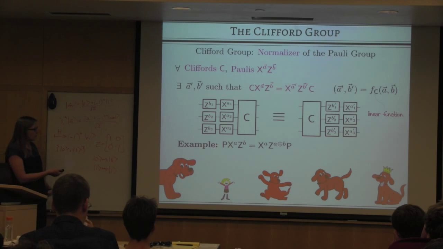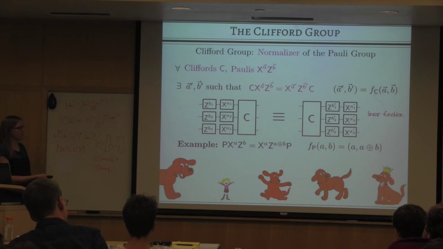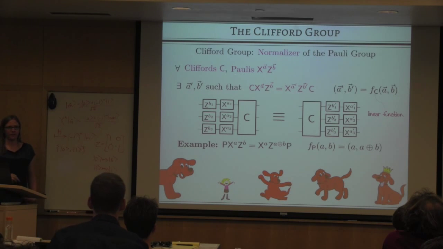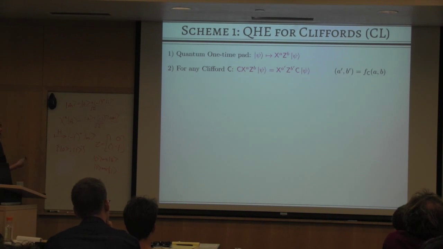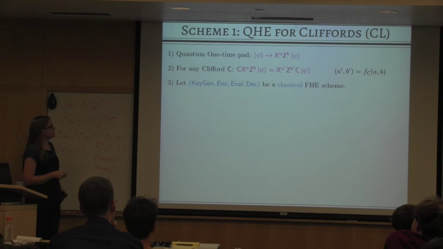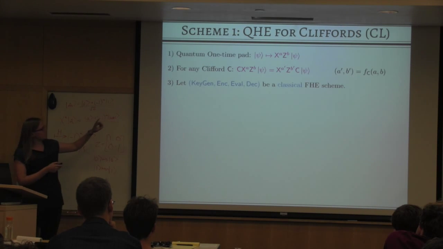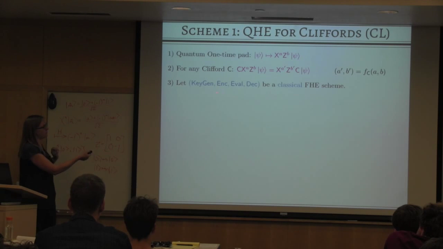So for example, the P gate satisfies this equation for every 2 bits A and B. And so we write F sub P of (A, B) equals A plus B. And for every Clifford, there's some rule like this. Okay, so this is now pretty much all we need for our first scheme, the Clifford scheme. We have the quantum one-time pad, we're going to use the definition of the Clifford group, and we're also going to use a classical fully homomorphic encryption scheme. Actually, for this scheme we only need it to be homomorphic for linear circuits. So the classical scheme doesn't need to be fully homomorphic, it only needs to be homomorphic for linear circuits.